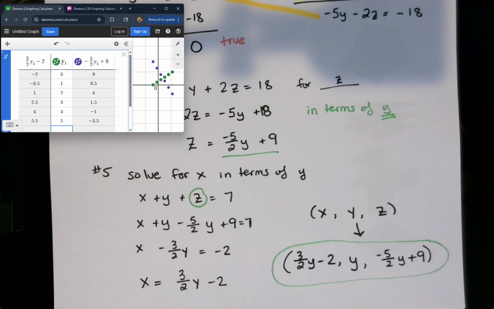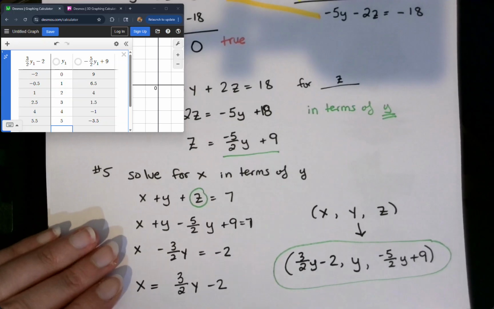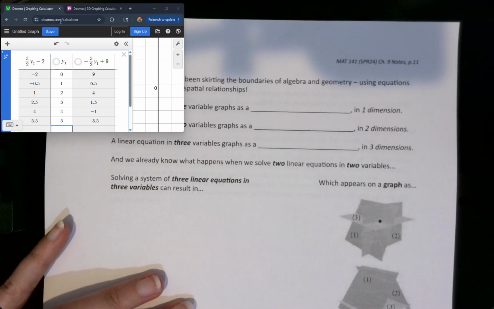Ignore the graph that we're seeing on the side right here because these points would graph as ordered triplets. So they would graph in a 3-dimensional grid, not a 2-dimensional grid. But this is just some of the ordered triplets that would be solutions to this particular system. On the next page, we're going to look at visualizing these solutions.